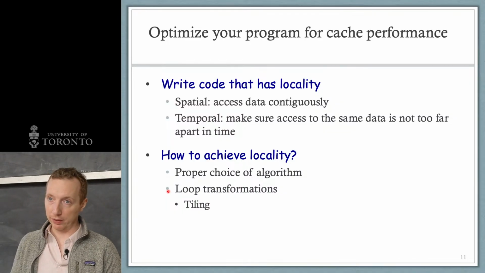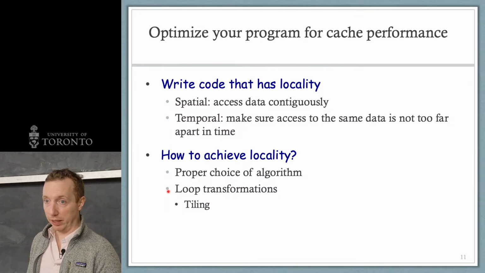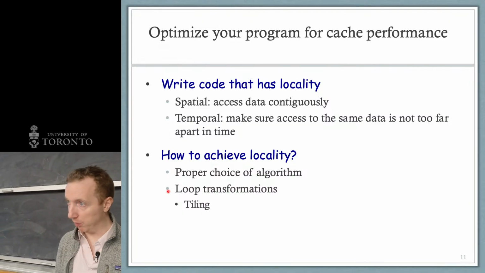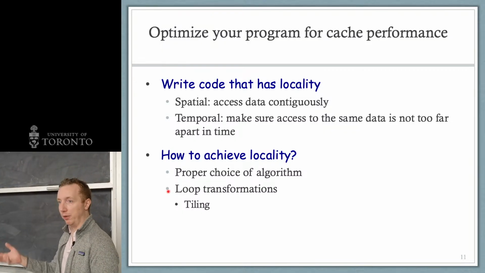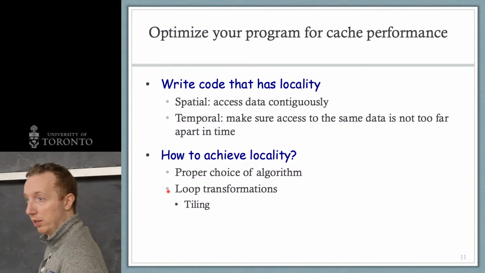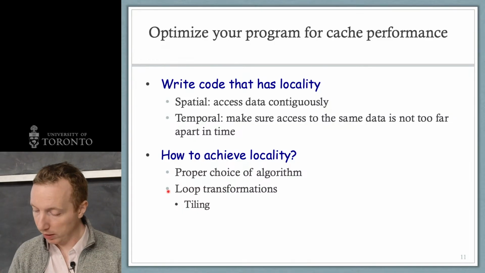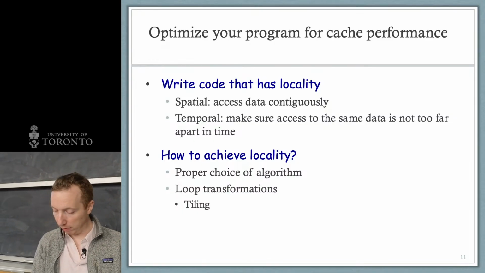So you want to access things contiguously. Linked lists are generally really, really bad for this. Try to lay them out as much as possible. If you're using keys and values and you're always checking the value with the key, you probably want to store them together as opposed to maybe a separate array of keys and a separate array of values.